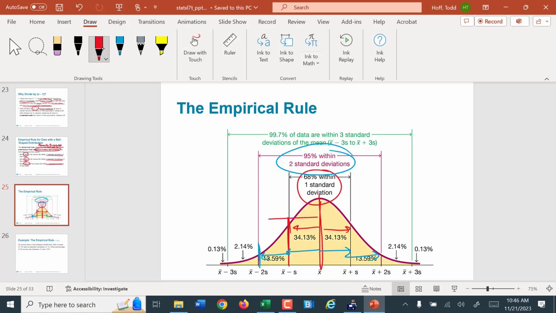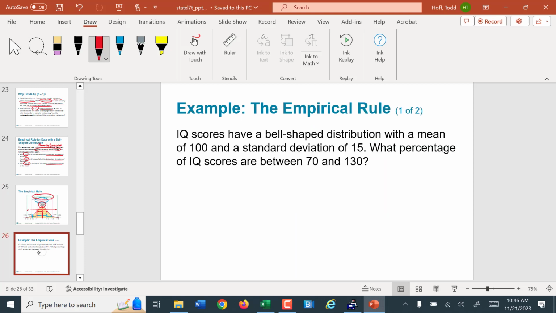If we go out 3 standard deviations in each direction, we expect 99.7% to be within 3 standard deviations. Values that are outside of that, we would call outliers. So here's our example. We have an IQ score with a bell-shaped distribution, or in other words, normally distributed data, with a mean of 100 and a standard deviation of 15.